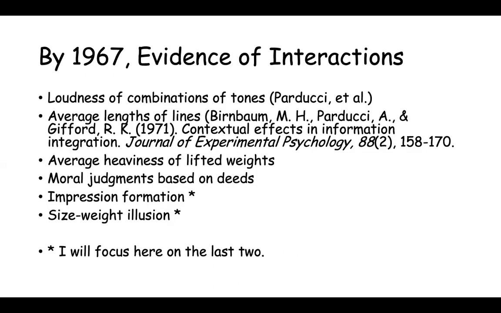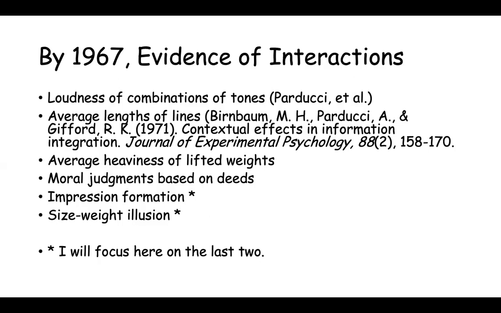Now, by 1967, there was accumulating a lot of evidence of interactions. Parducci et al. had done the experiment on the loudness of combinations of tones that I cited a little earlier. And working with Parducci and Gifford, I had evidence on the judgments of the average length of lines, and working with Clarice Veet on the average heaviness of lifted weights. People would lift 2 weights and judge their average heaviness. I'd also done work on moral judgments, how moral or immoral is a person based on the list of the deeds that they've done. And I'd collected data on impression formation and, with Clarice Veet, on the size weight illusion. And there was already accumulating a lot of evidence of interactions.